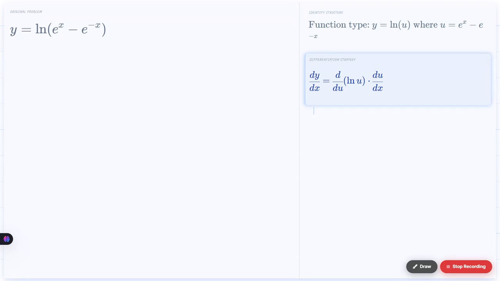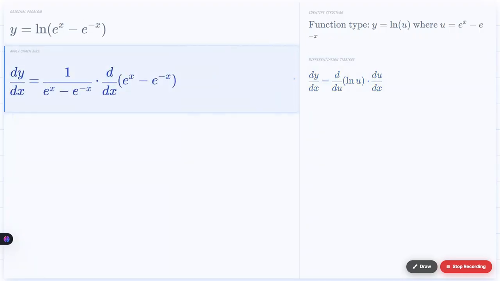We plan to use the chain rule for dy divided by dx, which is dy divided by du of natural log of u times du divided by dx. We do this to prepare for finding the derivative. The chain rule tells us how to find the derivative of a function inside another function.